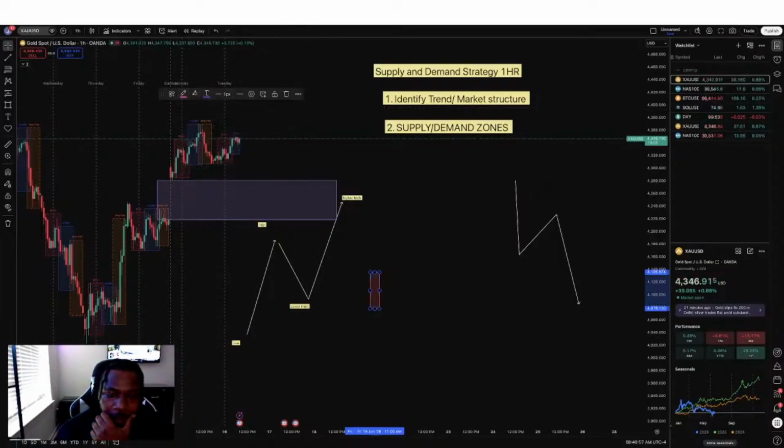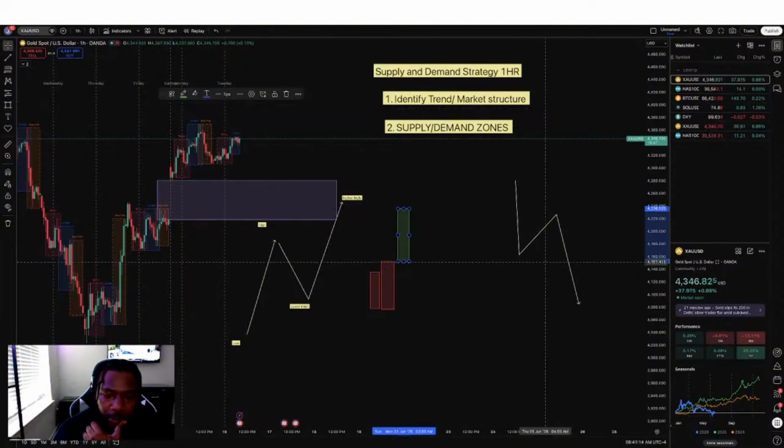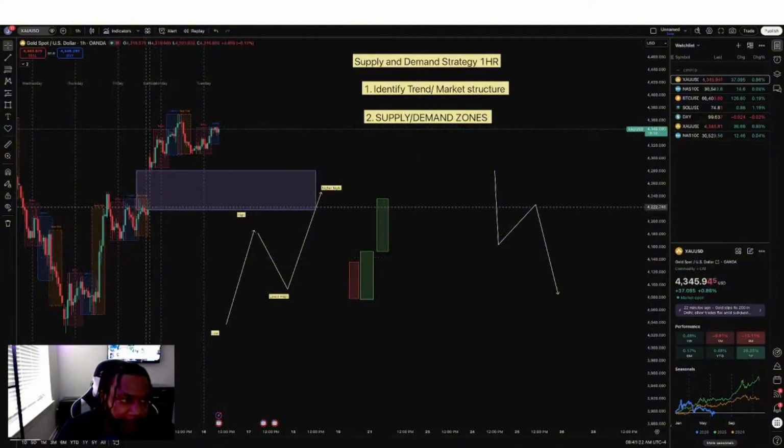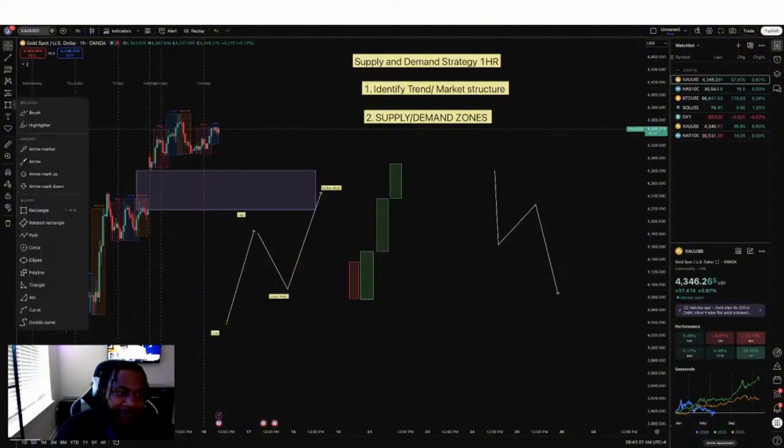Okay. Let's say the market is bullish. And then it starts going up. And it starts going up. And I'm going to turn these green. All right. So now, let's say the market starts going up, as we can see right now. Kind of like what it's doing right here. It's going up. But now, basically, what we want to do is we want to mark up our supply zone.